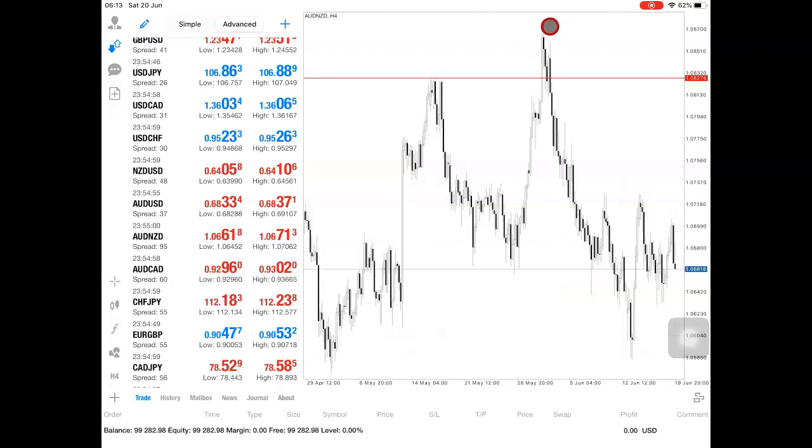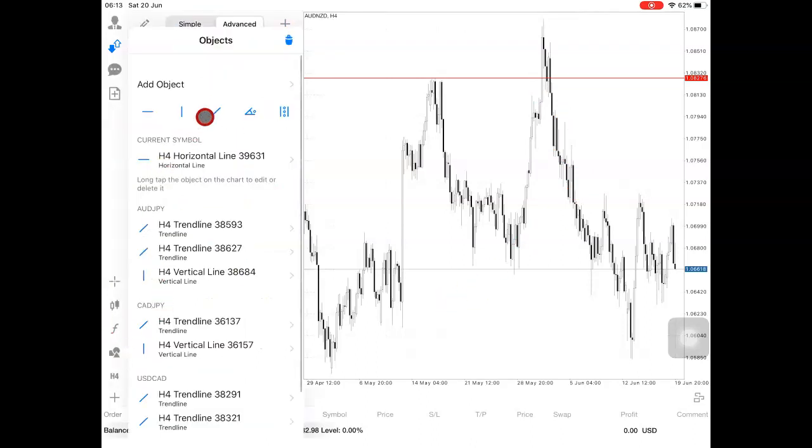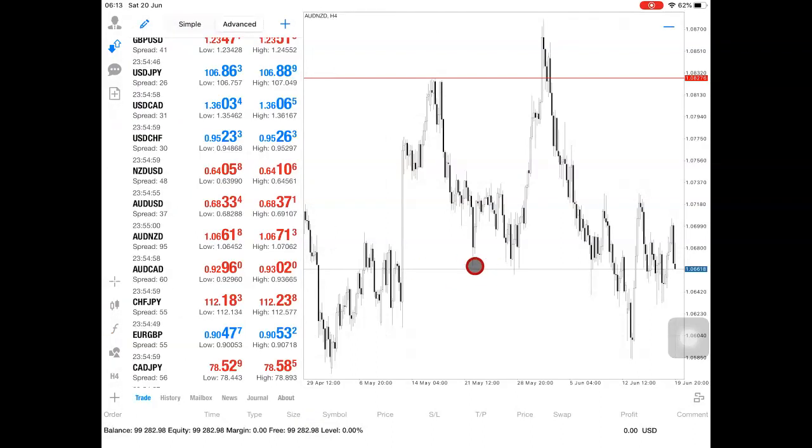Okay, so that move up there failed. Resistance formed there. It means that this resistance here, the first one, held and was validated as a resistance zone, and then price starts coming down. Where is your neckline? Your neckline is the support in between the two resistances. Okay, so this is a good one.